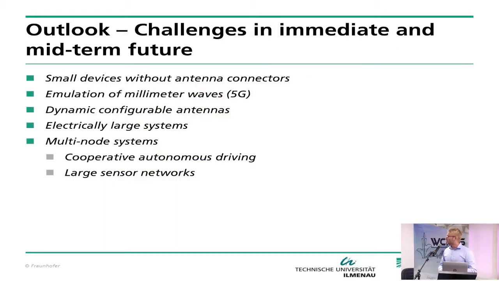To conclude the talk, we have nowadays small antennas without antenna connectors, where we need some test procedures where we don't have to unmount the antenna and put cables. In the future, we want to emulate millimeter waves. Therefore, we don't have any solution yet, but we are thinking about it. We have configurable antennas, which are hard to test because you can't really look into the antenna. We have electrically large systems and also multi-node systems that we want to test.